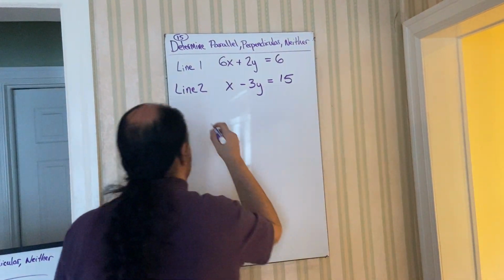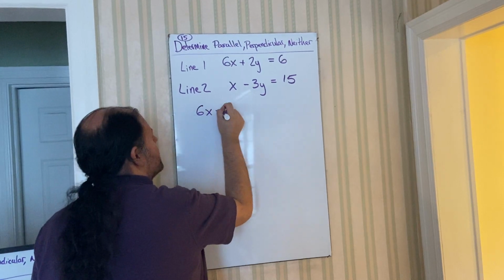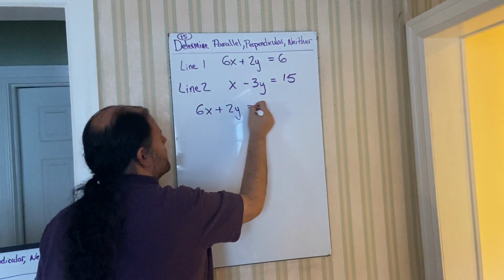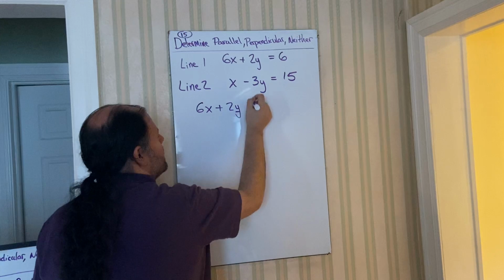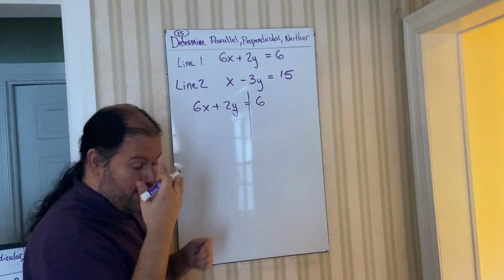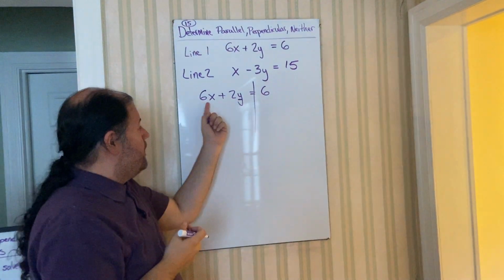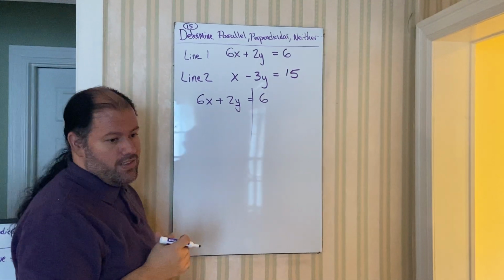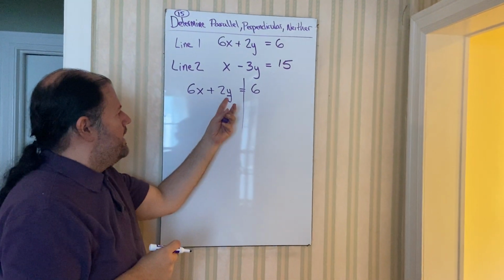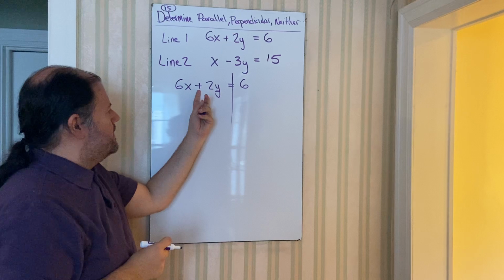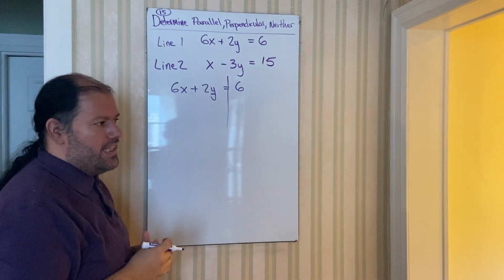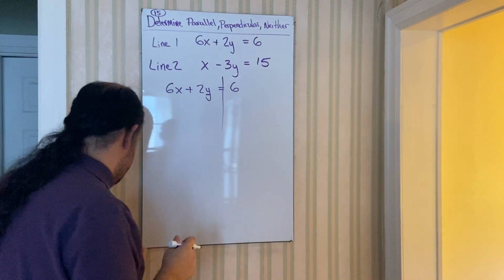Take the first line, 6x plus 2y equals 6. Remember, underline the y, because we want to get y by itself. That's the only thing that gets to stay. Everything else needs to move or divorce. So anything that's added to the underline, see how the 6x is added to the underlined y? That has to move. Anything added or subtracted.